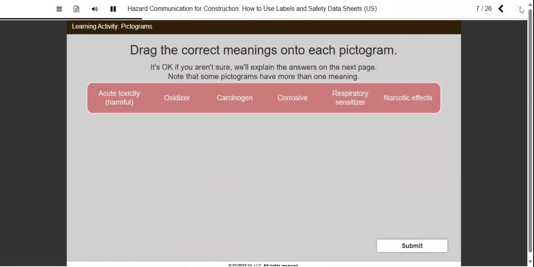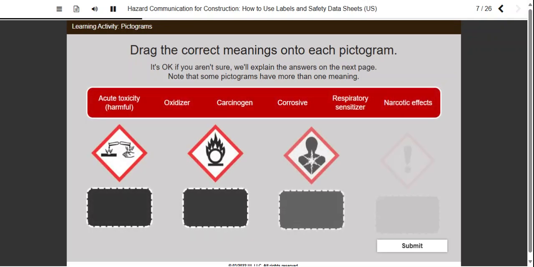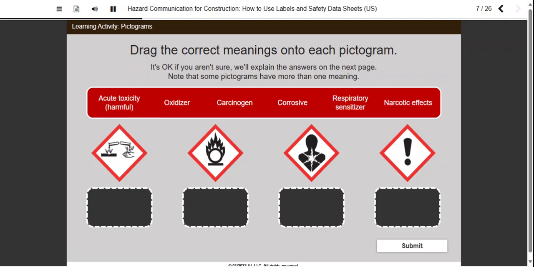Drag the correct meanings onto each pictogram. It's okay if you aren't sure. We'll explain the answers on the next page. Note that some pictograms have more than one meaning.